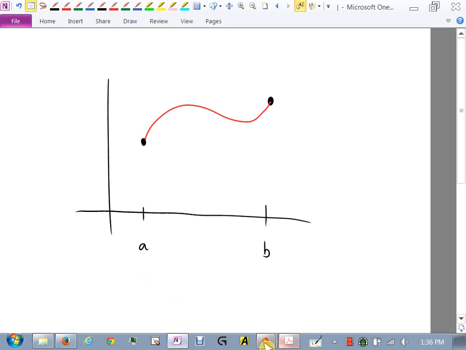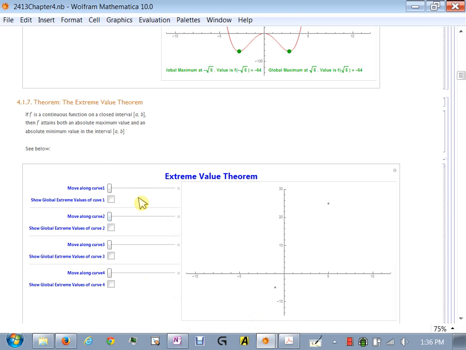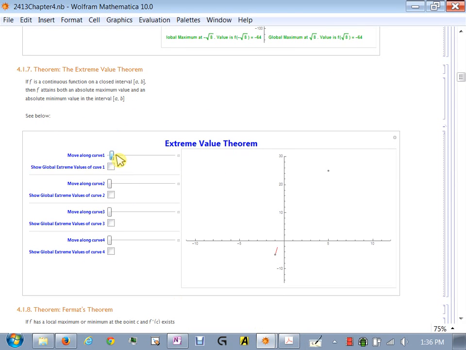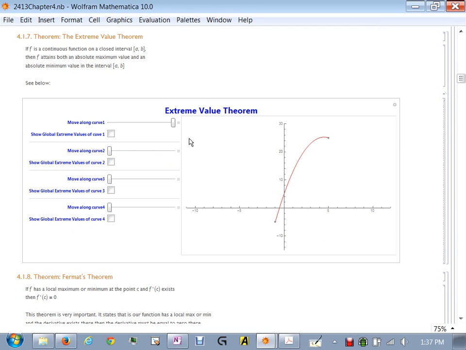So what did I have here? Check out this right here. I just connected these two points with a continuous curve. That's my global max. That's my global min. Guaranteed they would be there. Let me do it with a different curve. Here's a different curve. Guaranteed, that's a continuous curve, so I'm going to have a global max and min. There's my global min. There's my global max.